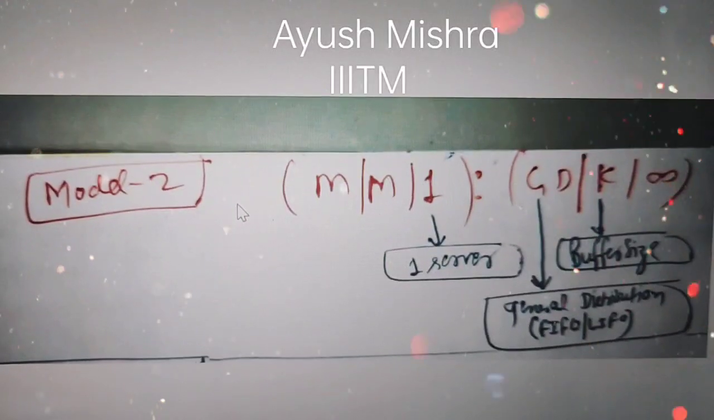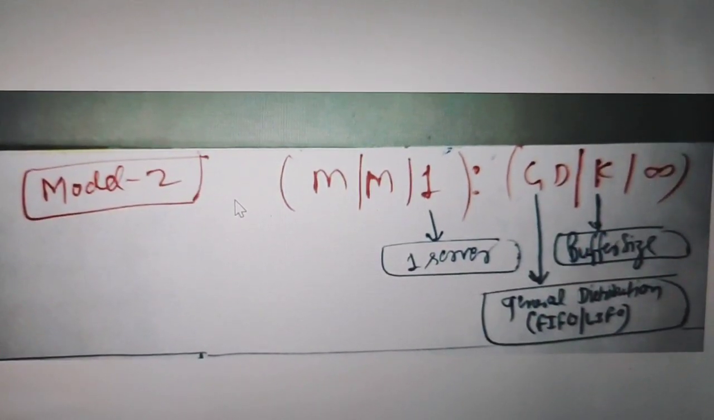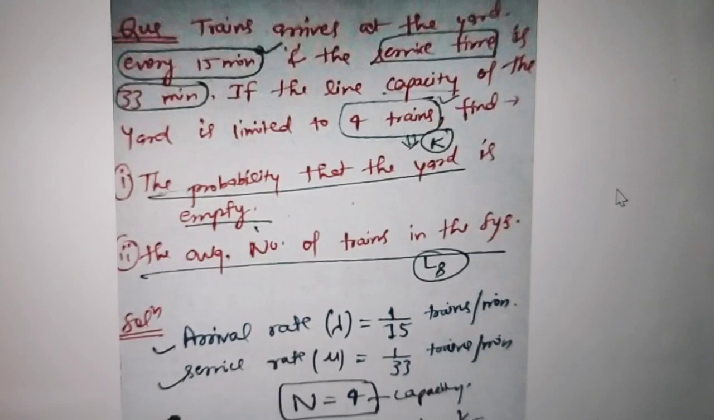Hello guys, in this video I am going to discuss some problems based on model number 2. First thing we have to remember is that in model number 1 the server is equal to 1 and the buffer size was given as infinite, but in model number 2 the server is only 1 and the buffer size is limited to k.